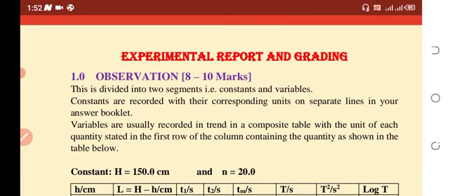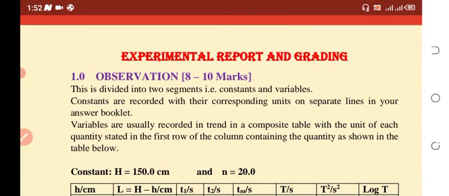Now, this observation is divided into 2 segments, which are constants and variables. Constants are recorded with their corresponding unit on separate lines in your answer booklet. Constants are those parameters that will not change throughout your experiment, that is, the parameter that will remain the same, like probably the center of gravity in a moment of force about a point, or the number of oscillations in a simple harmonic motion experiment. We refer to all those things as constants in most cases.